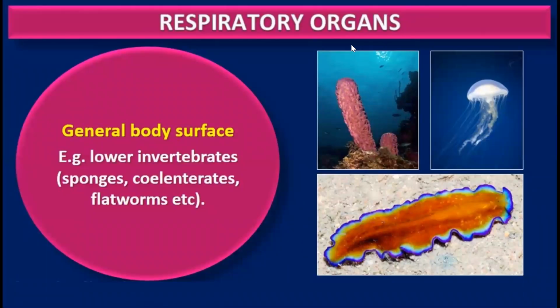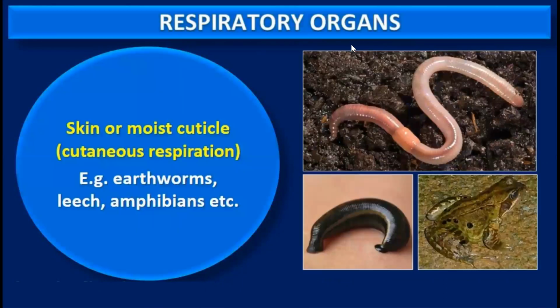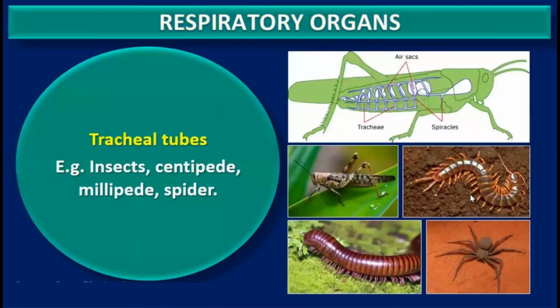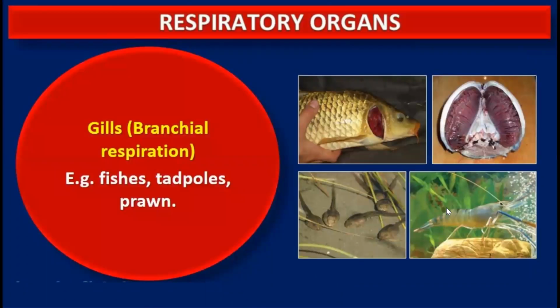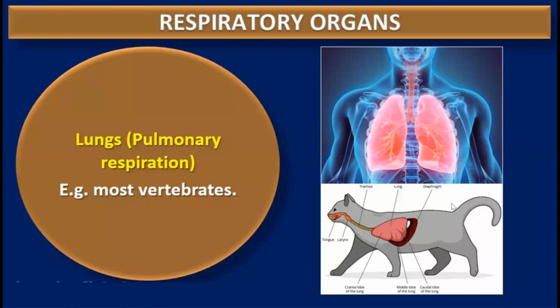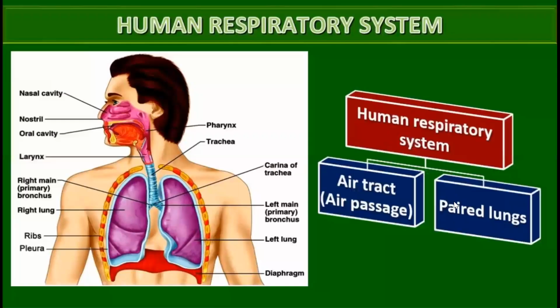In different organisms, we find different respiratory organs, like the general body surface in lower invertebrates like sponges, coelenterates, flatworms, etc. Whereas the skin or moist cuticle is used by earthworm, leech, amphibians. Tracheal tubes are used by insects, centipede, millipede, spider. Gills are used by fishes, tadpoles, and prawns, which are aquatic in nature. And finally, the lungs, also known as pulmonary respiration, are used by most of the vertebrates.